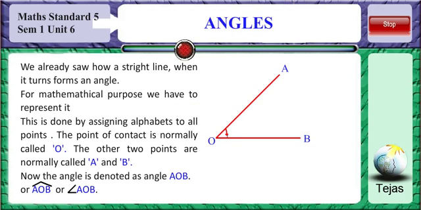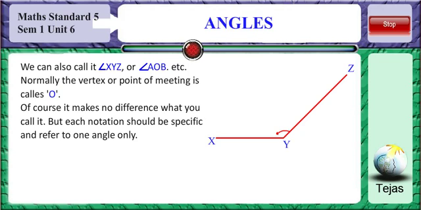The point of contact is normally called O. The other 2 points are normally called A and B. Now, the angle is denoted as angle AOB, or in this manner, ∠AOB. We can also call it angle XYZ or angle PQR, etc. Normally, the vertex or point of meeting is called O. Of course, it makes no difference what you call it. But each notation should be specific and refer to only one angle.